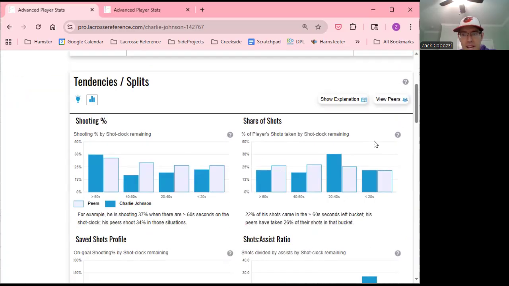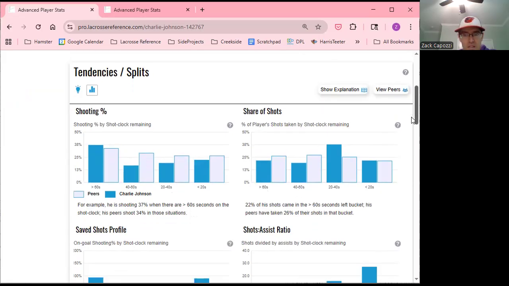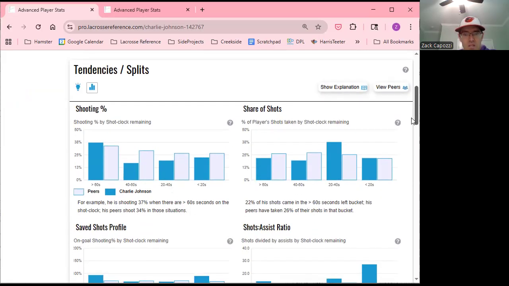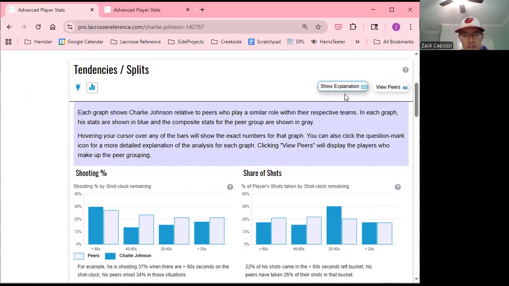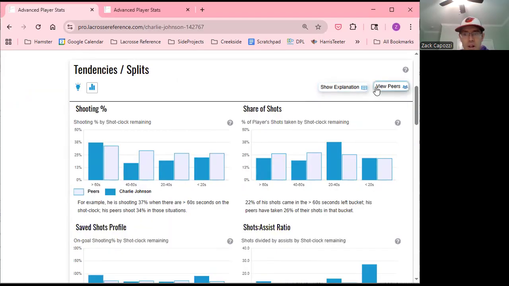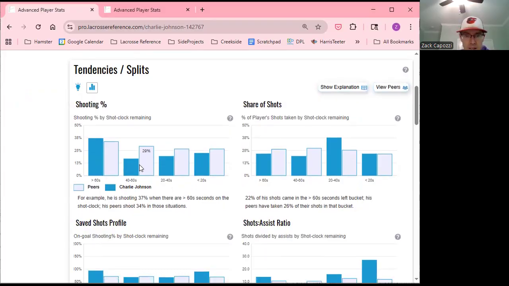When we dig into how we want to attack an individual player, the splits are designed to break down their contributions in various components of the shot clock. If you want a little more information, you can click the show explanation button. It'll show you how to use it and what it means. Peers are a big part of this. If you click view peers, it'll show you the players in the peer group he's being compared against. What we're looking at here is 6 different charts.